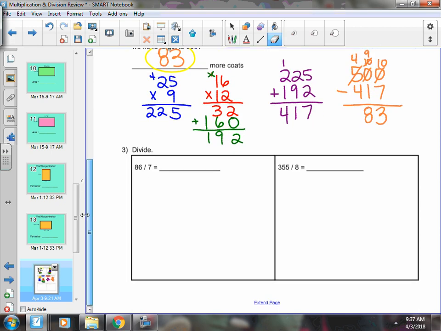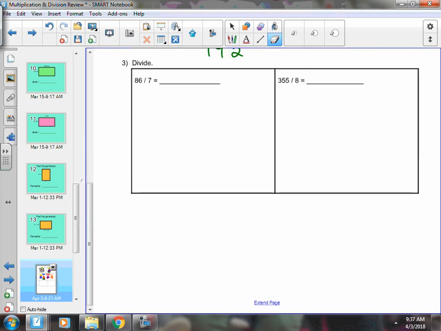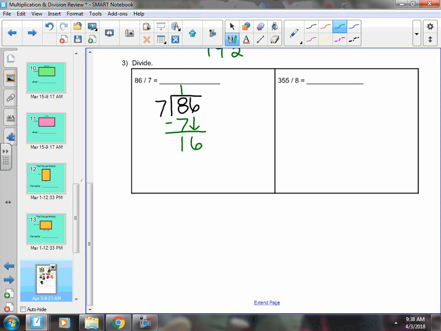All right, number 3, let's do 2 division problems, and then there's going to be a division word problem. So our division problem is 86 divided by 7. So I'm thinking groups of 7. You can make one group of 7 from 8. Multiply. 1 times 7 is 7. Subtract. Bring down. So I have 16 left.